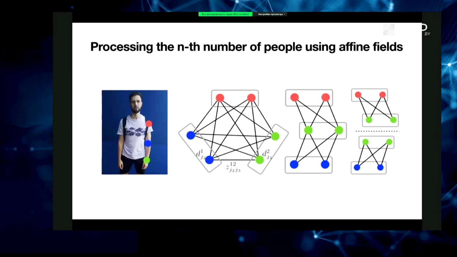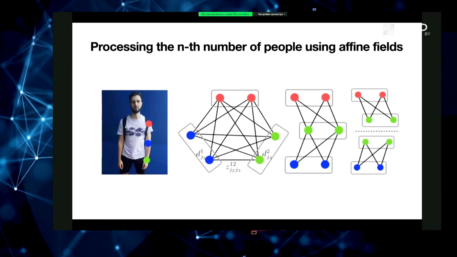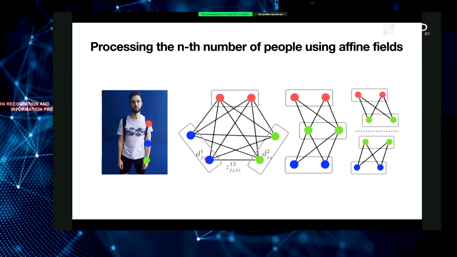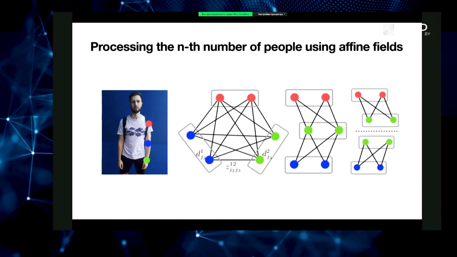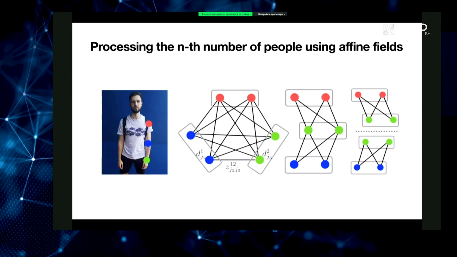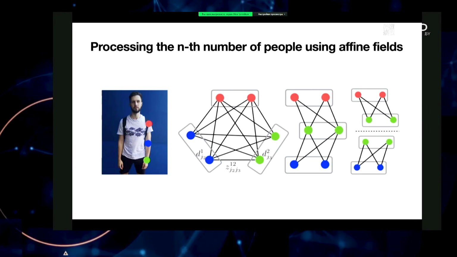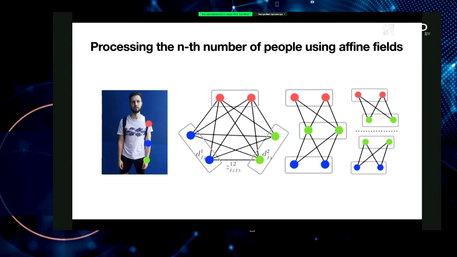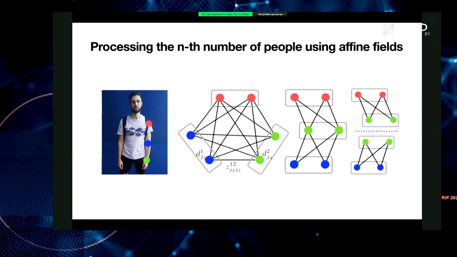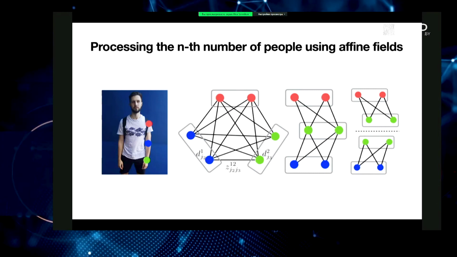So one more example of how the graph works for multiple people, multiple persons detection. Basically, the first image demonstrates just the graph we have. We know that one skeleton can contain, for example, only one red, only one green, and only one blue person, right?